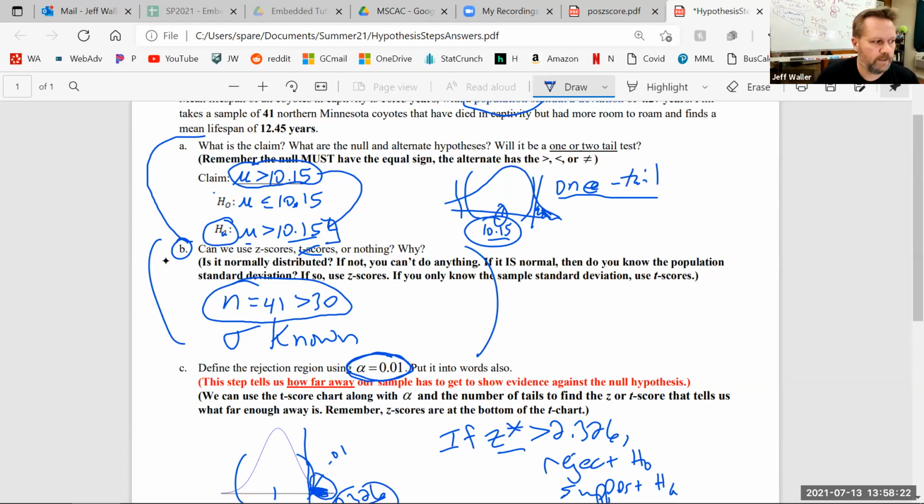Okay. So why did I cross out t-scores here? So we can use z-scores. Why did I cross out t-scores? Because we know the population standard deviation. Yes, the reason t-scores were invented was for when I don't know the population standard deviation. I've got to cover myself for only knowing s. In this case, I know sigma.